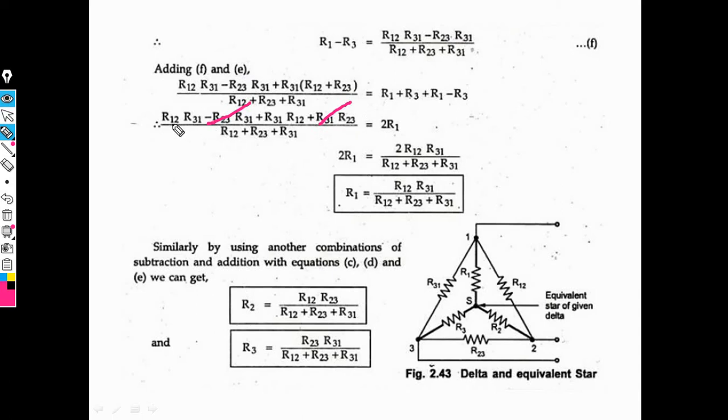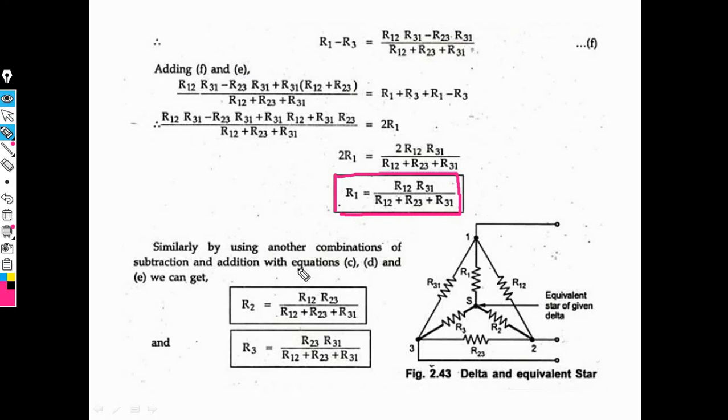Then the remaining part is R12, R31, R12, R31. That is, we are taking addition. That is 2R12 into R31. Then 2R1 as it is and R12 plus R23 plus R31 is here. Then this 2 is multiplied, then goes to the divide here. Then the 2 gets cancelled. Then R1 is equal to R12 into R31 upon R12 plus R23 plus R31. Okay, this is for resistance R1.